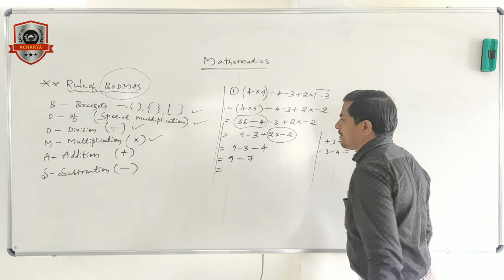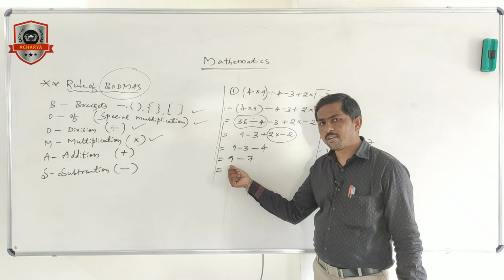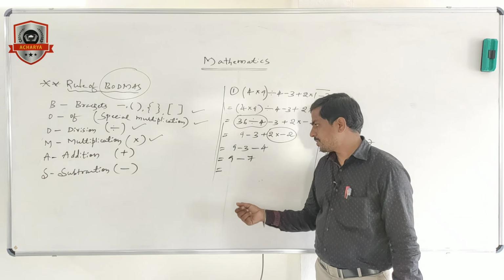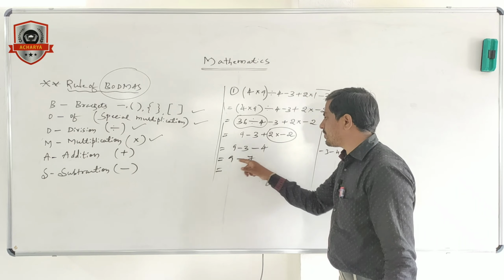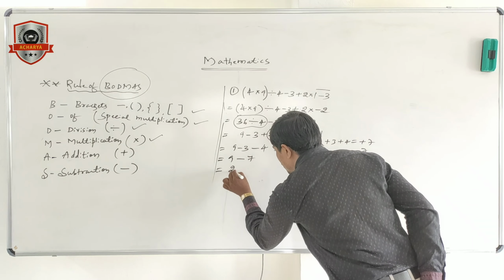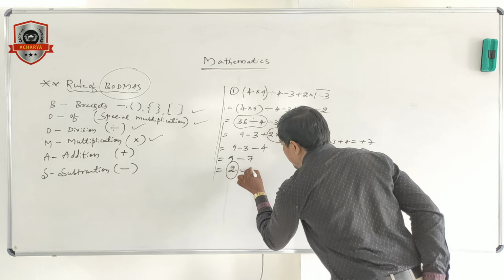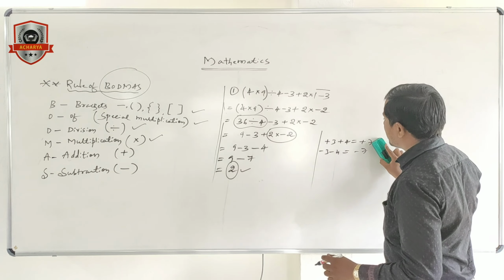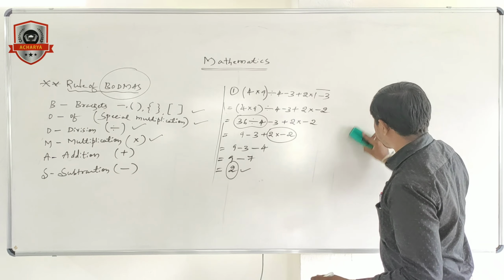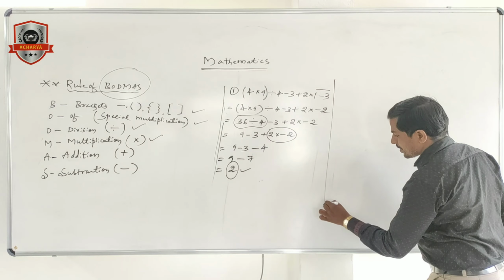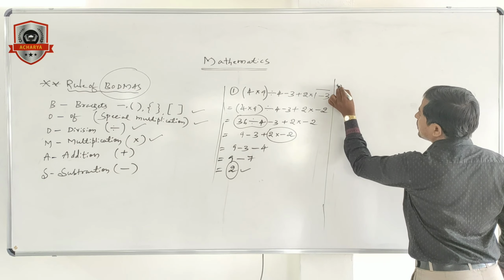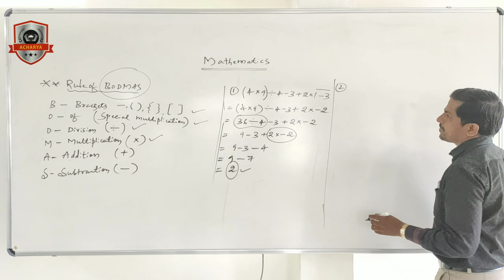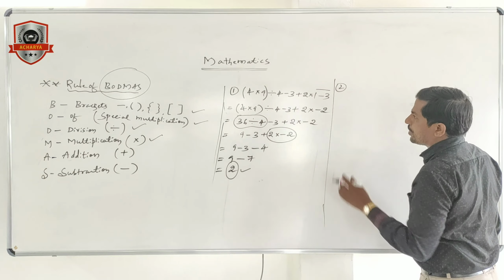Which is the biggest number here? 9. What is the sign? Plus. 9 minus 7 is what? 2. This is the answer. Okay, we'll see another problem. Second one. You can take any problems, but follow the rule.